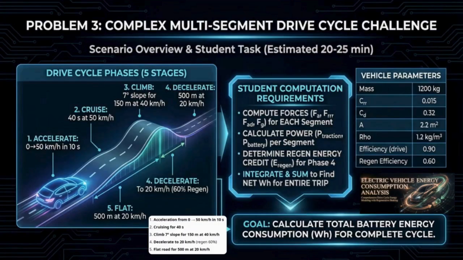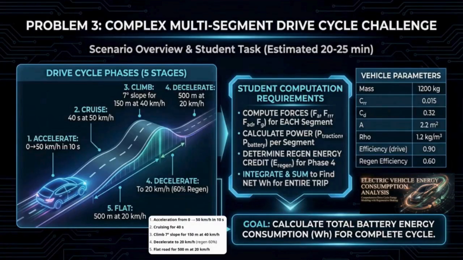Segment 4 is decelerating to 20 kilometers per hour with 60% regenerative braking, where regenerative energy equals 0.6 multiplied by braking power multiplied by time. Segment 5 is traveling 500 meters on flat road at 20 kilometers per hour.